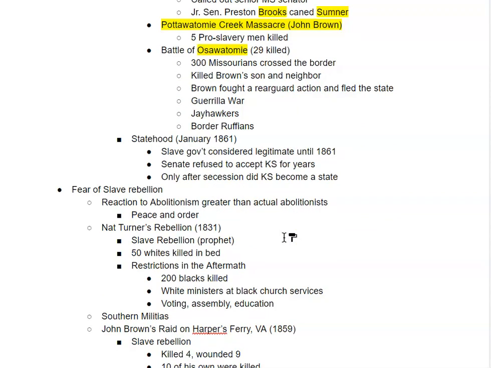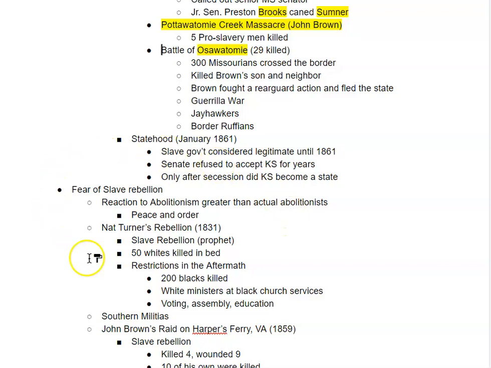Well, in January of 1861, after the election of 1860, in the midst of the secession crisis, the slave government was considered the accepted, legitimate government. That was legitimate, but the Senate, being balanced, refused to actually fully accept Kansas as a state. Only after the southern states seceded in 1861 did Northerners have a successful majority in the Senate to approve Kansas statehood, and they instead, by 1861, approved the free state Kansas Constitution.